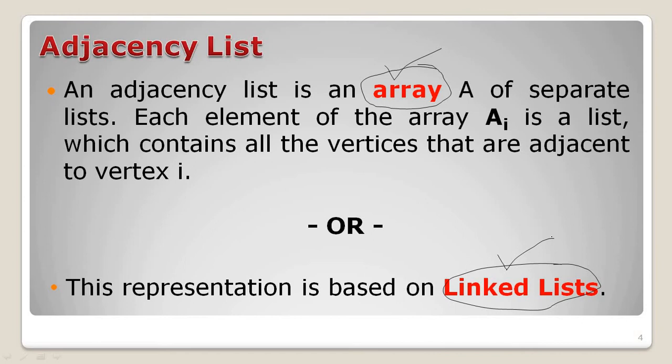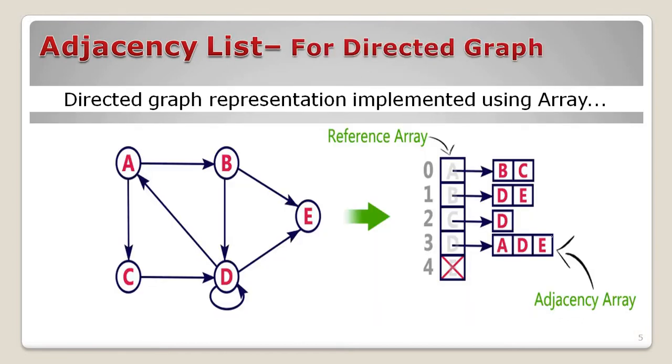So let us check how to prepare the adjacency list for the directed graph as well as for the undirected graph. So this is the first example, that is a representation of graph by using adjacency list, and here we have taken the example of directed graph. And first we are going to be considering there is a directed graph representation using array.